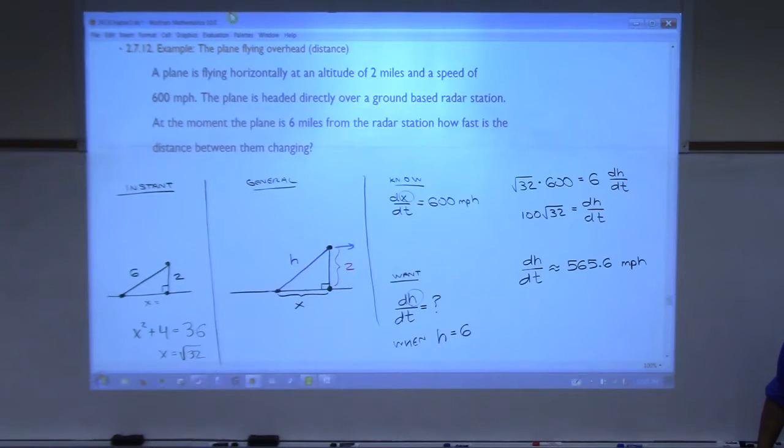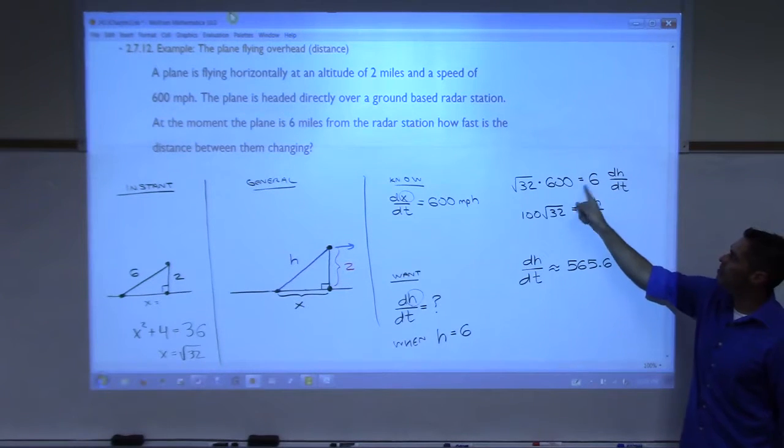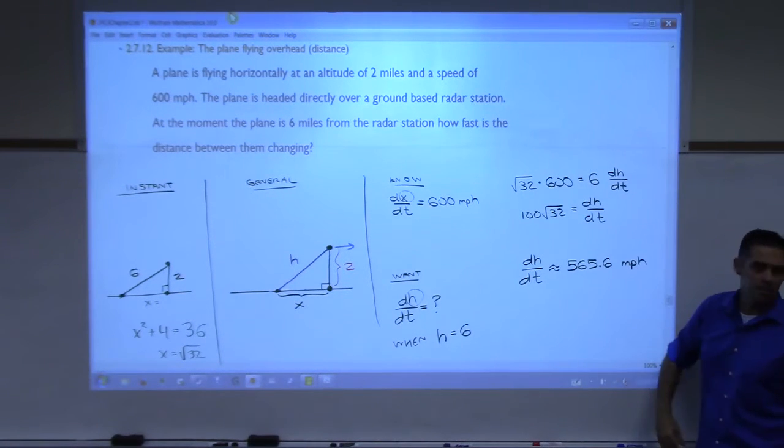I was out, but the 100 square root of 32 equals dh/dt. How'd you get to that? Where'd you get the 100 from? Oh, I just divided both sides by 6. Okay, so 6 into 600.